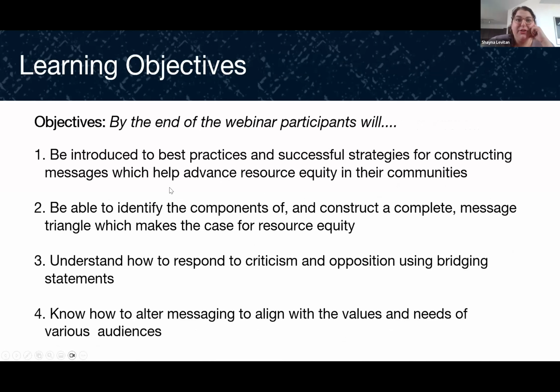So with that, a few learning objectives for today. To meet these objectives, my amazing colleague, Andrea Ramirez, I'll hand off in a moment. She'll be sharing what makes for effective and compelling messages, and then walk through a new Alliance for Resource Equity tool that helps you create your own custom messaging for an issue in your community that you're advocating on. And then she'll talk a bit about responding to opposition, and then we will all have a chance to practice with the tool to get comfortable with it in service of these learning objectives. And so with that, I will turn it over to Andrea.